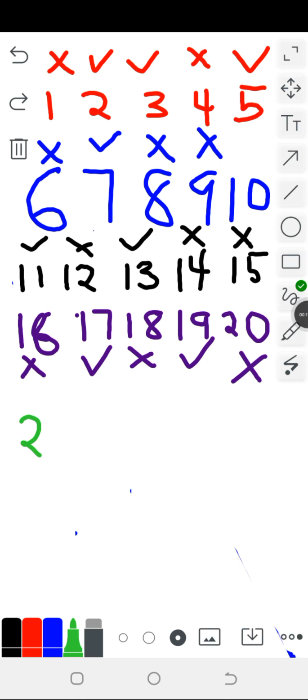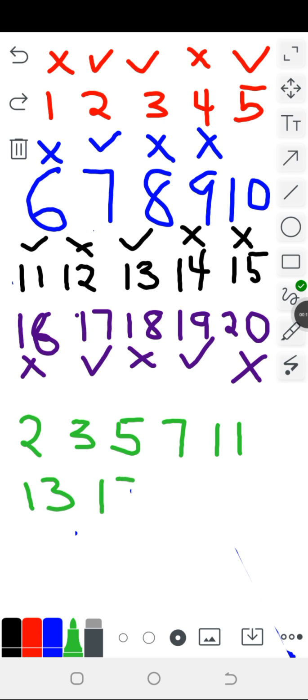We have 2, we have 3, we have 5, we have 7, we have 11, we have 13, we have 17, and we have 19. Now, all of those numbers are prime numbers that range between 1 and 20. I'll go again. Prime numbers are numbers that are used to divide 1 and itself to give a whole number.